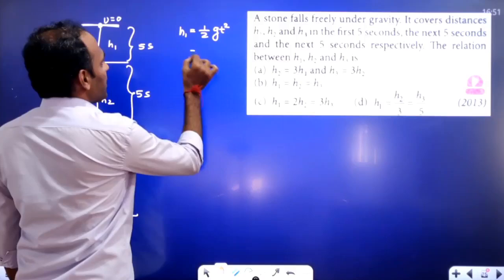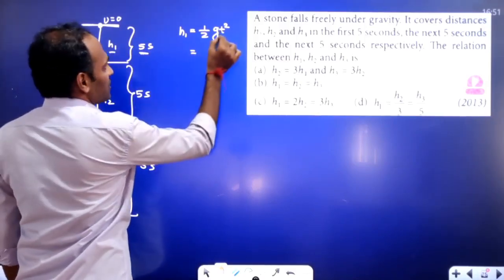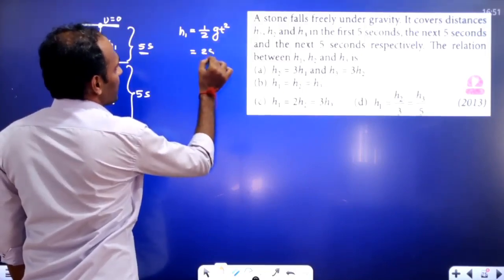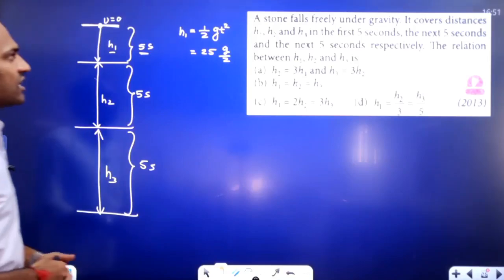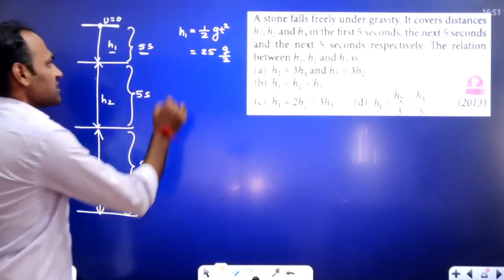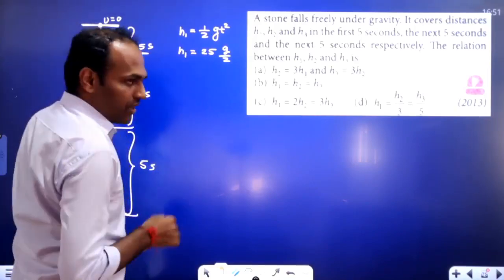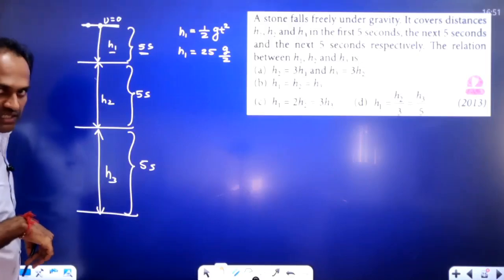How much is the time taken for the h1? h1 ಗೆ time ಎಷ್ಟಿದೆ, 5 seconds. So this is 5 square, ಅಂದ್ರೆ 25. So 25 g by 2 ಅಂತ ನಾ ಬರೀತೀವಿ. T square is 5 square, that is 25 g by 2. So this is h1. Okay, next I will take a journey of first 10 seconds.